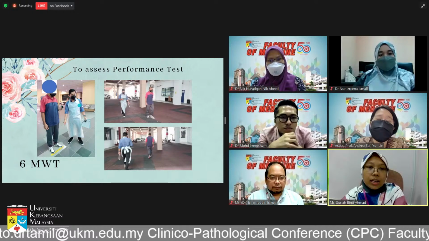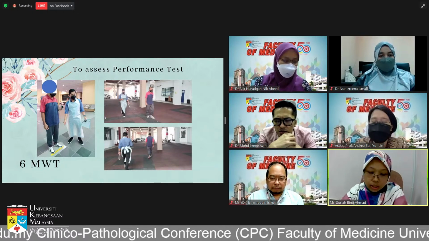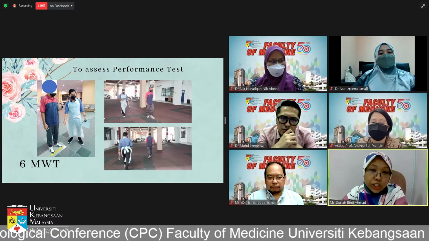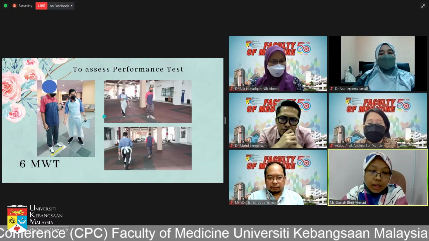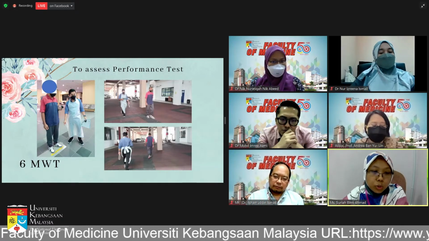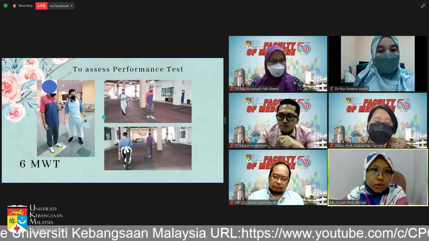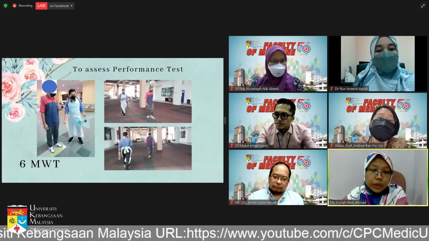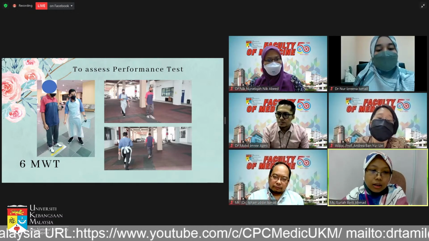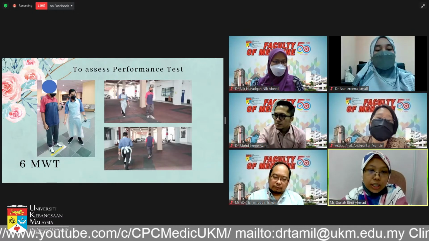Okay, this is the 6-minute walk test to assess performance. The importance of the 6-minute walk test is that we can see the patient's level of endurance and any desaturation episode during the test. The 6-minute walk test is also important for us to prescribe walking exercise and also cycling exercise, to give the patient the intensity and how long we need to give it, 10 minutes, 15 minutes or 30 minutes. So we depend on the patient's condition.